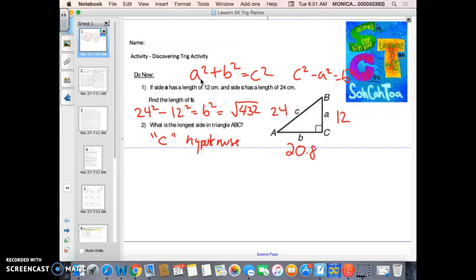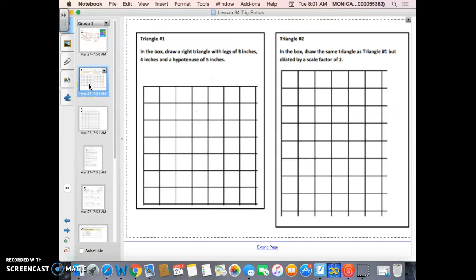All right, so what are we talking about with SOHCAHTOA, or trigonometry? And that's what we're going to talk about next. So in this box, I want you to draw a right triangle with legs. Remember, the legs of the triangle are what we call A and B, and the hypotenuse is what we call C. So you want to draw a right triangle with legs of 3 inches and 4 inches, and a hypotenuse of 5 inches. So just simply draw a right triangle that's got a side of 3 and a side of 4, and automatically that side right there will be 5 inches long.